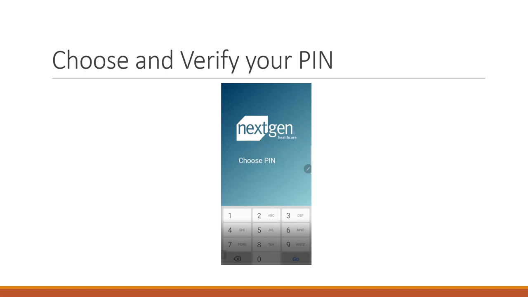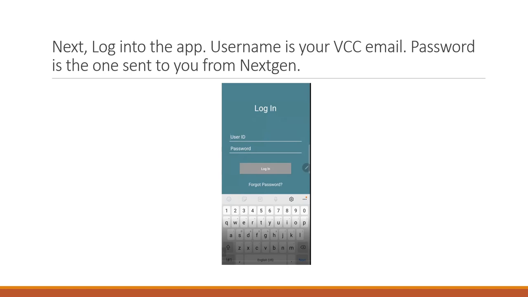Choose a PIN that you can remember. This will be the primary way in which you will log into the app. When you first log into the app, you will use the username and password sent to you by Nextgen. Usually, the username is your VCC email.